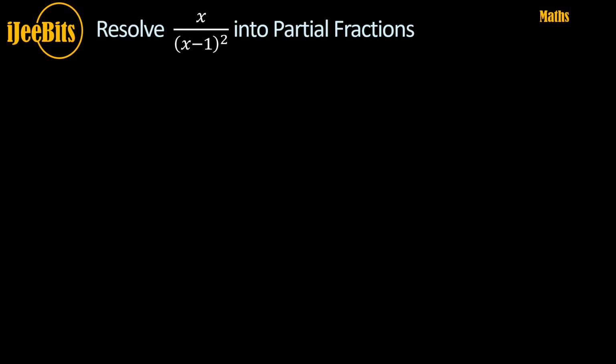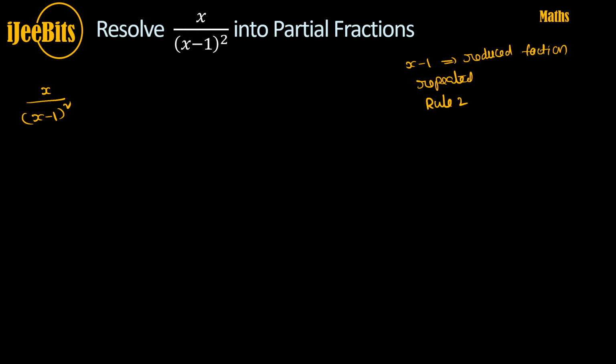Look at this one. The given problem statement is x by x minus 1 whole square. So x minus 1 is a reduced factor. Correct? This is already a reduced factor. Then this reduced factor appears twice, repeated, isn't it? So, reduced factor repeated. What rule do you have to apply? We have to apply rule number 2. And make a note, this is a proper fraction. Why proper fraction? Degree of numerator is lesser than degree of denominator, right?